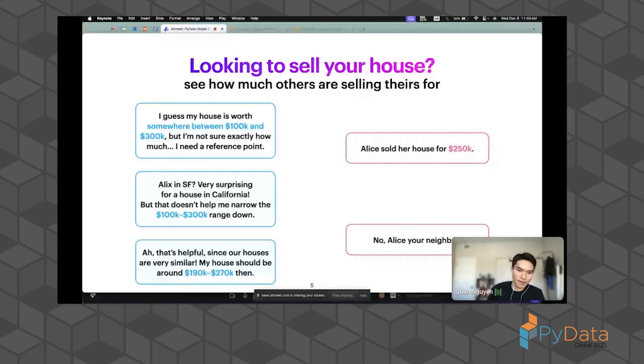But your friend actually corrects you, saying that, oh, it's actually Alex, your neighbor, instead. And upon realizing this mistake, you said, oh, that's really helpful information, because not only are the two houses close by, but they are also very similar. So that helps you a lot in narrowing down an appropriate price for your house, which is now just between 190 and 270.